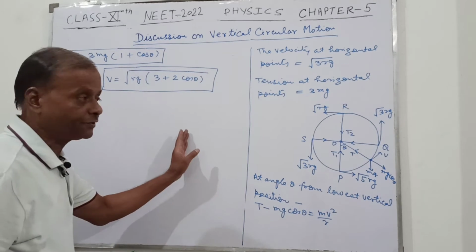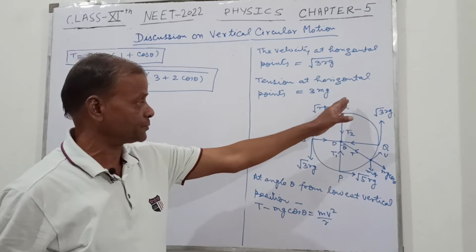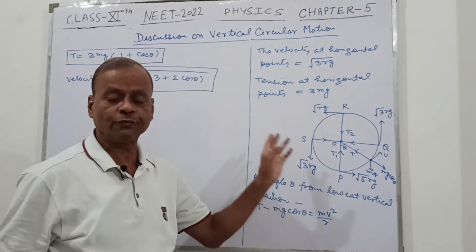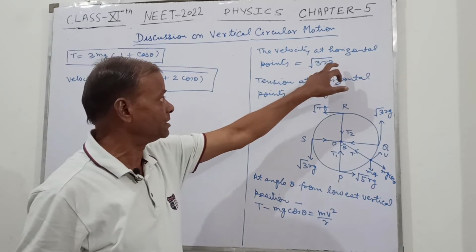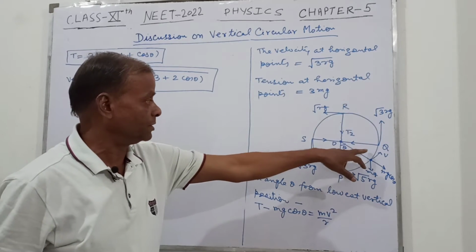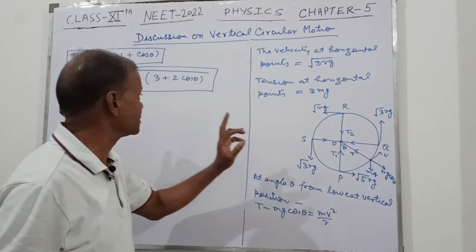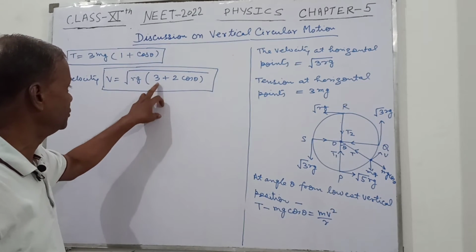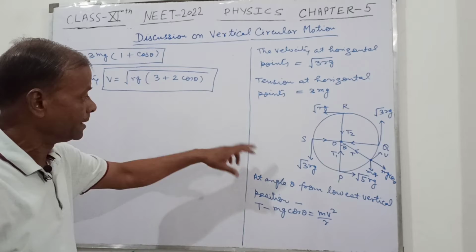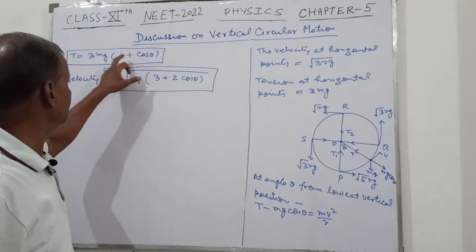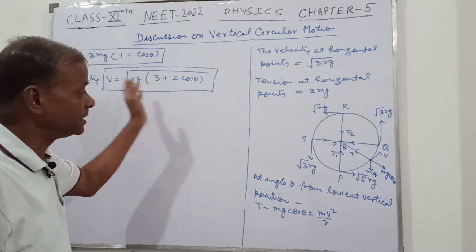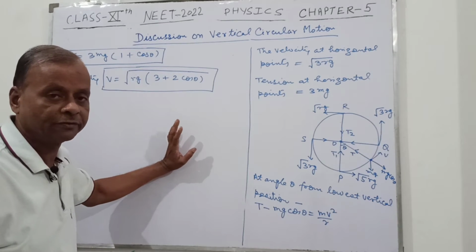You put the value of theta at the lowest point, highest point, and on the horizontal points. You will find the velocities that I have told you just now. At horizontal points Q and S, theta equal to 90 degrees, then the velocity is equal to square root of 3rg. And if you find the tension, then with theta equal to 90 degrees, this is now 3mg. These are the general formulas for this one.